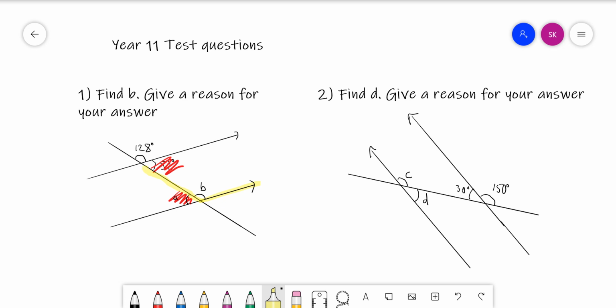I can see I've got parallel lines, so I'm thinking F's and Z's. And I'm looking at 128 degrees, and I think they look like they're the same size. So that's why I've drawn a highlighter over B and 128. And what shape can you see with the B and the 128 here? Hopefully you can see there's like an F shape. And if you have an F, you think corresponding angles are equal. So B is 128 degrees because corresponding angles are equal.